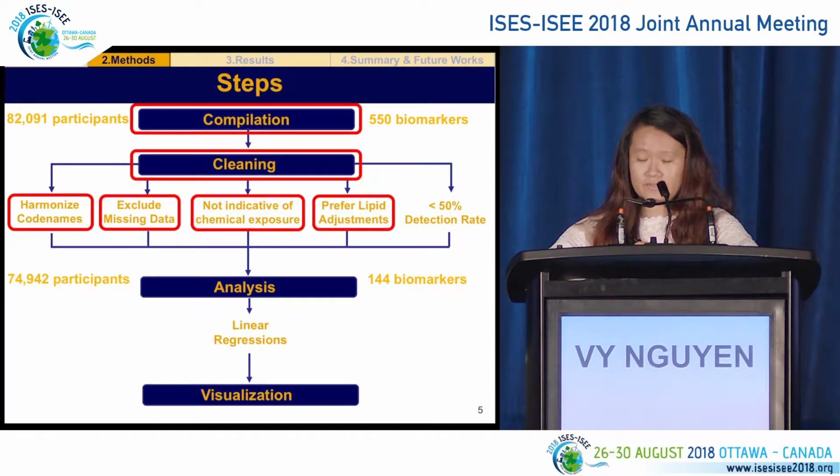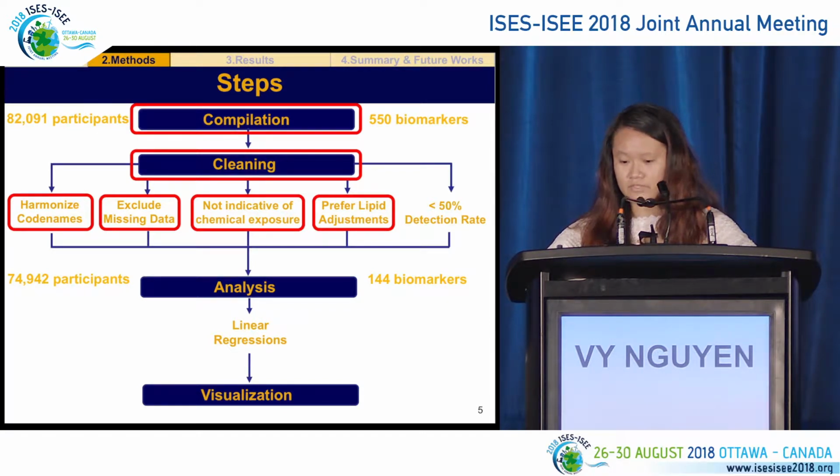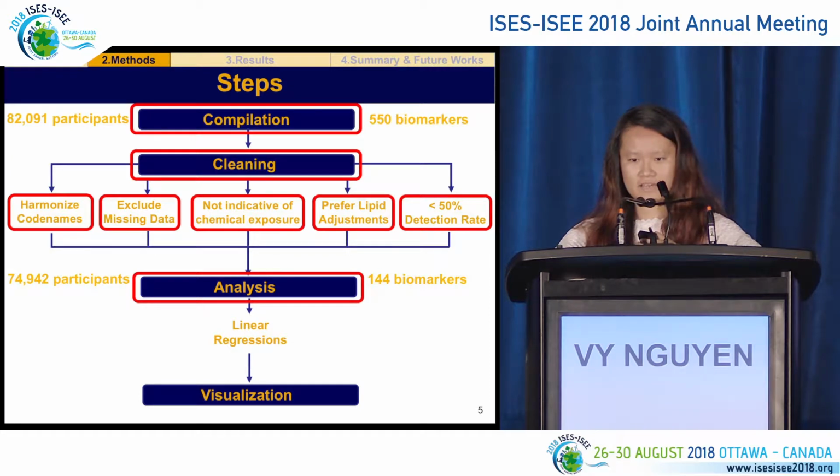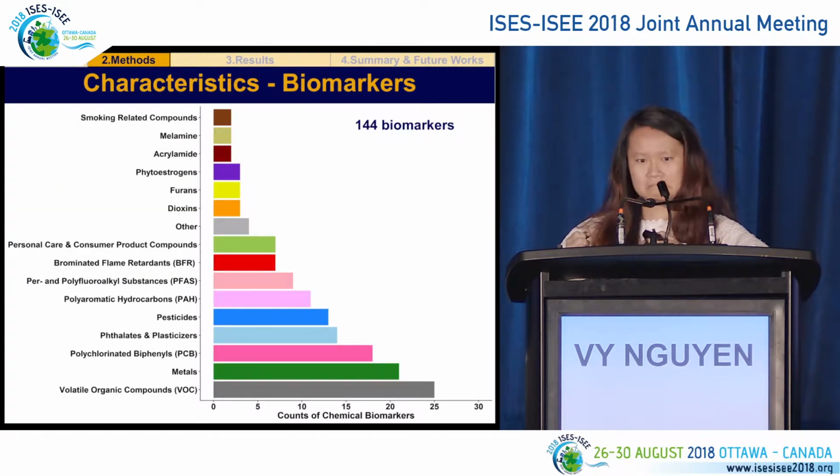There's certain lipophilic chemicals that have 2 types of measurements, one that considers adjustment for lipid, one that didn't. We took the measurements that consider lipid adjustment because you can imagine participants with higher blood lipid would tend to have higher lipophilic chemicals, and so that had to be adjusted accordingly. And then we excluded chemicals that have a detection rate below 50%. And so this leads to having 75,000 participants and 144 chemical biomarkers left. So here are the 144 biomarkers stratified by the different chemical classes.